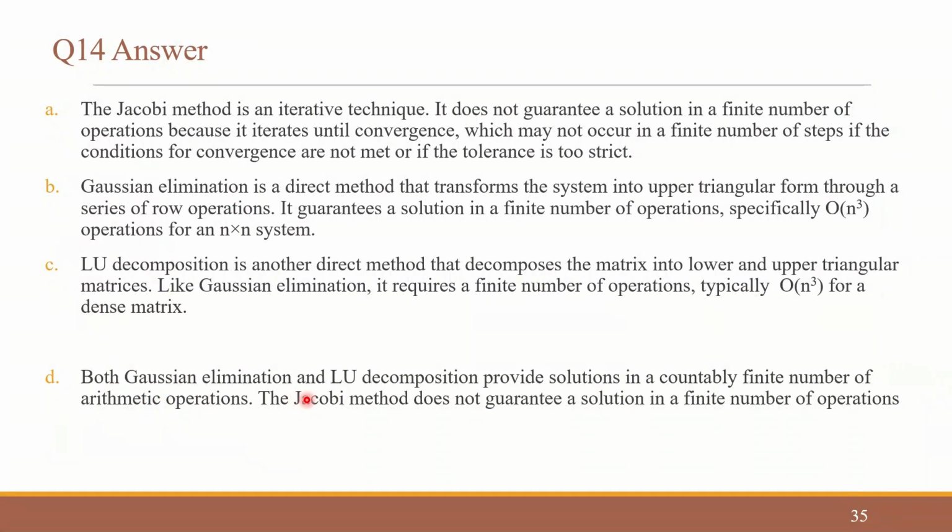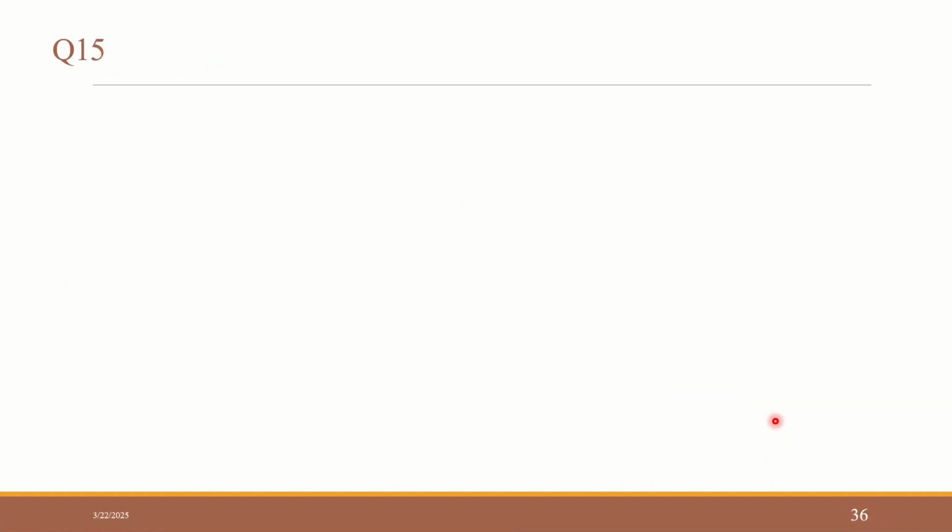Both Gaussian elimination and LU decomposition provide solutions in a countably finite number of arithmetic operations. The Jacobi method does not guarantee a solution in a finite number of approximations. So this is question 14. In question 15 we have, that is the last question for today's class.